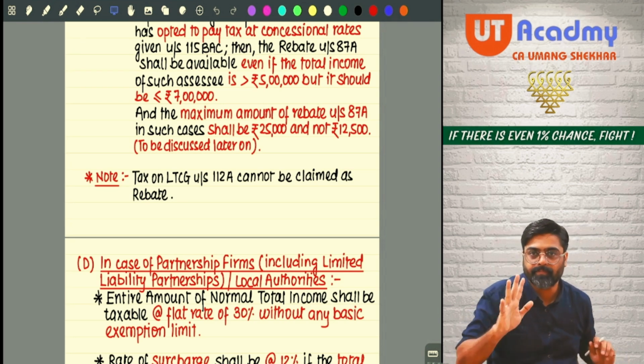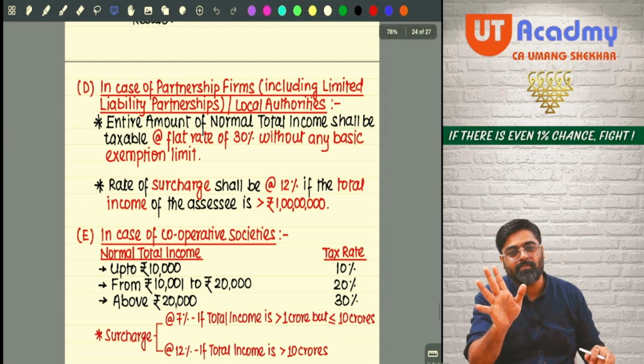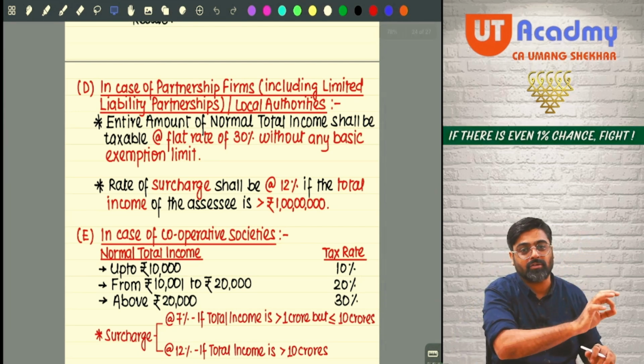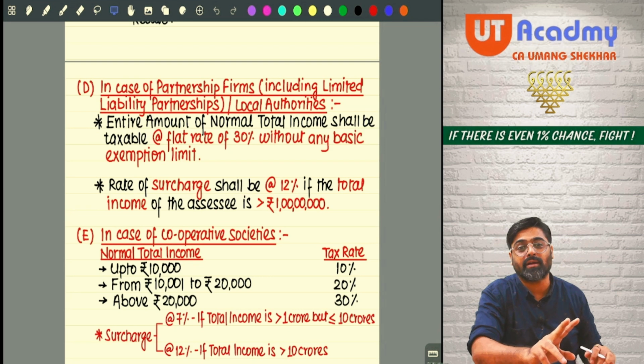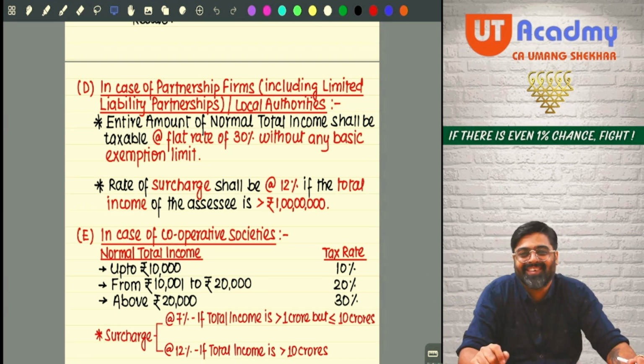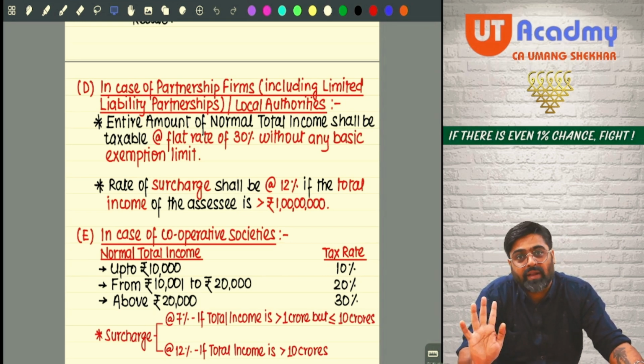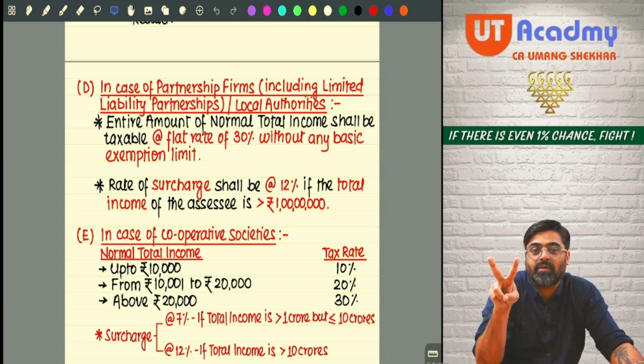Done? Okay. Now, partnership firm: normal total income is taxable at the normal rate, and the normal rate is not a slab, it is a flat rate of 30%. That's it, gone. The rate of tax for partnership firm, including LLP. LLP also has the same rate. And even for local authorities, the rate of tax is the same. So 2 persons we have covered here.